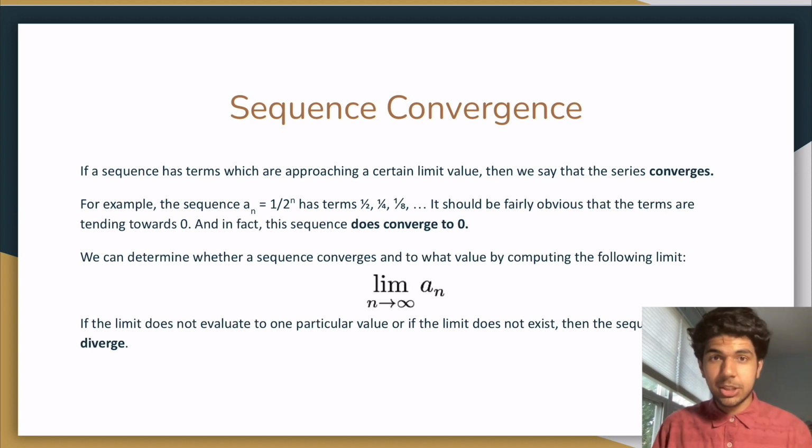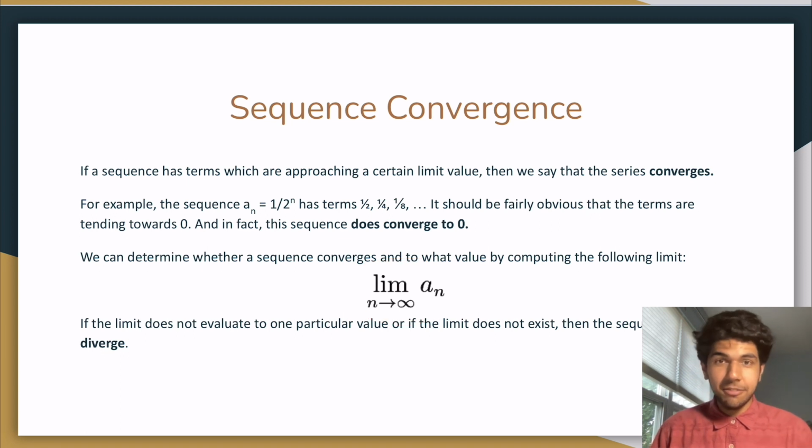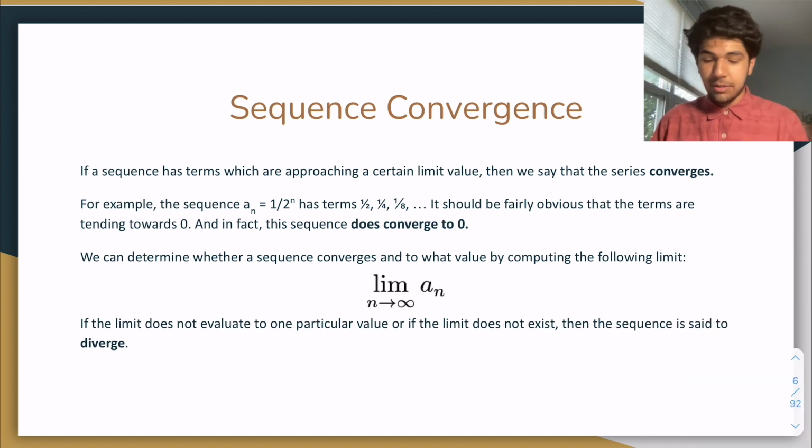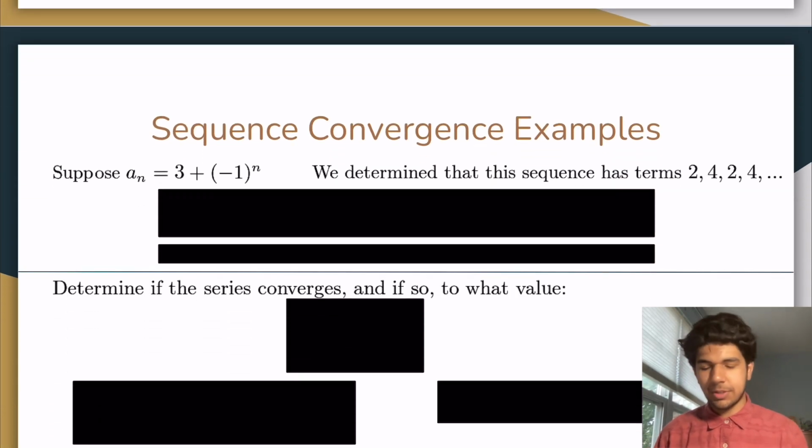So to determine convergence, and to determine what value a sequence converges to, we can simply take the limit as n approaches infinity of that sequence, the formulaic version of that sequence. If we compute this limit and obtain a single finite number, then we can safely conclude that the sequence converges. But if we do not obtain one particular value, or the limit does not exist, reaches infinity or negative infinity, then we'll say that the sequence diverges. So that's where the calculus will start to come in. There's going to be a lot of stuff about limits here. So let's take a look at a couple of examples and then try some for our own.